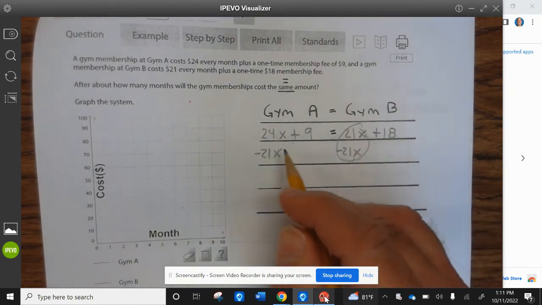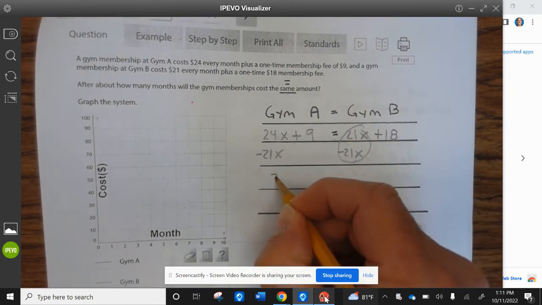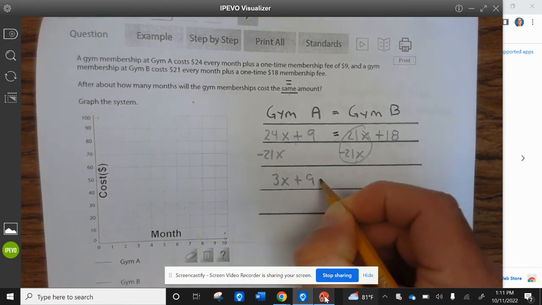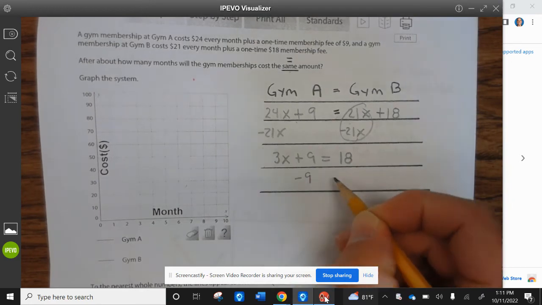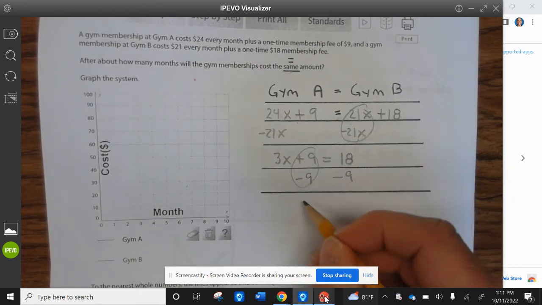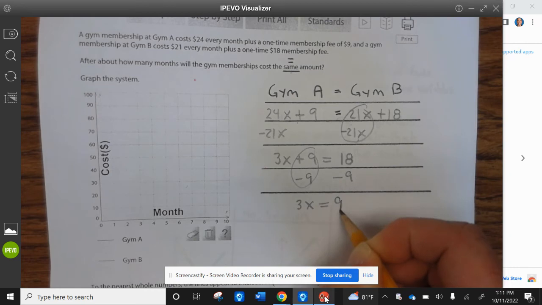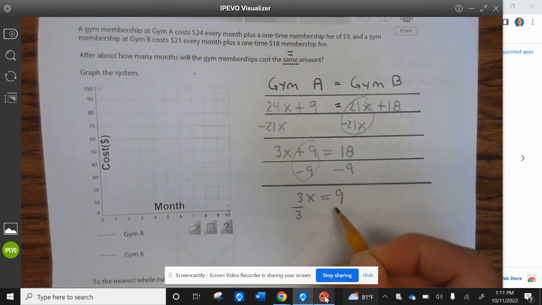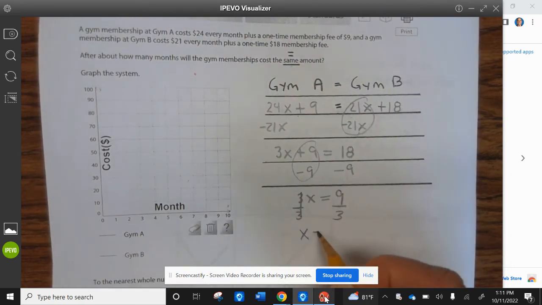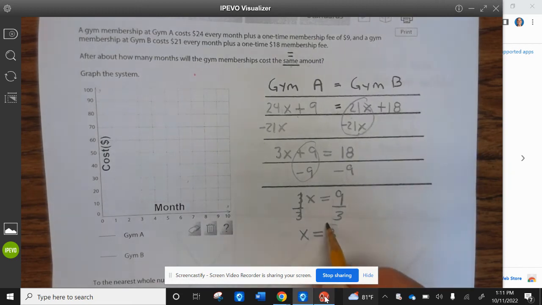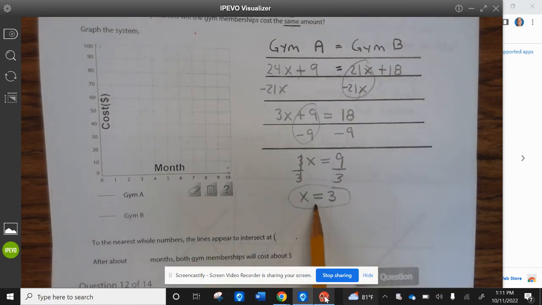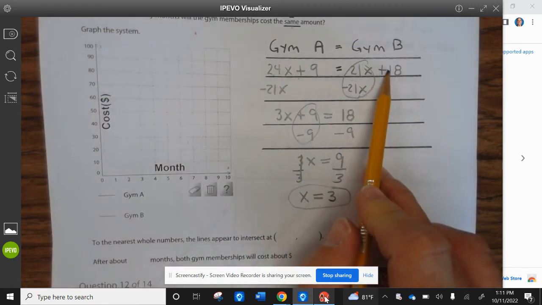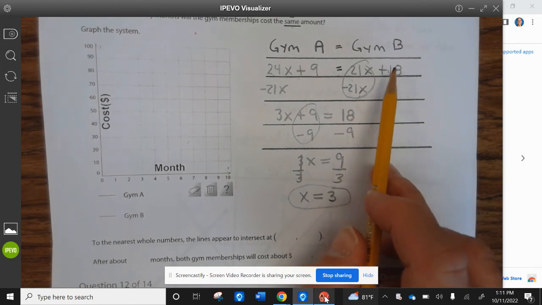So this is 0. 24x minus 21x is 3x plus 9 equals 18. Okay, we're going to subtract 9 from both sides. So you get 3x equals 9. Divide both sides by 3. x equals 3. Now, that's only part of the solution because we want the point. So now we're going to plug 3 into either equation, okay, and solve for the value.